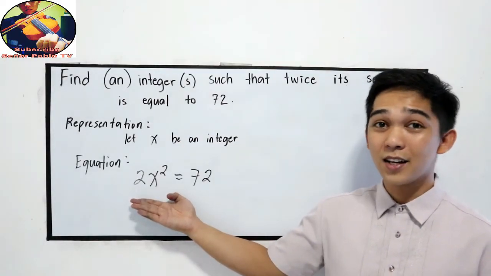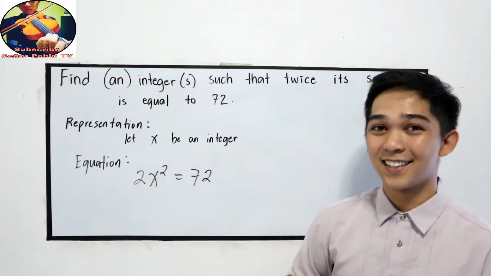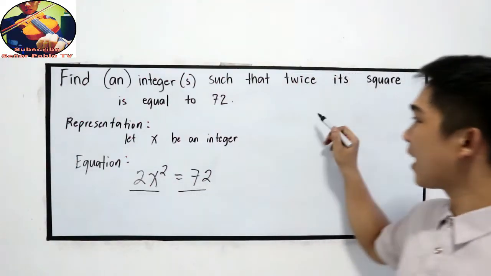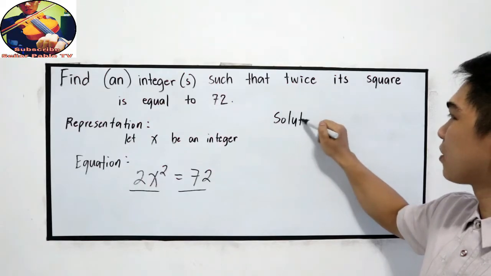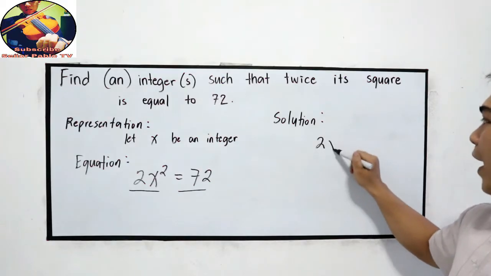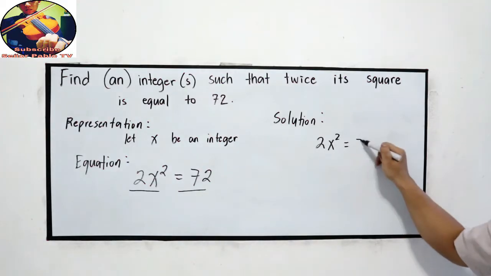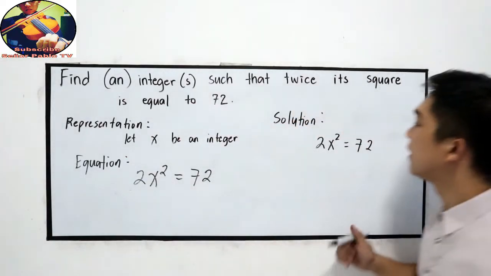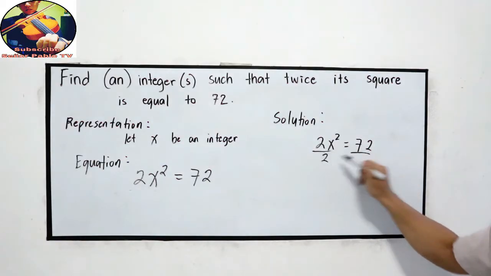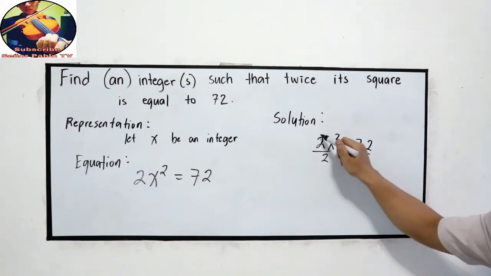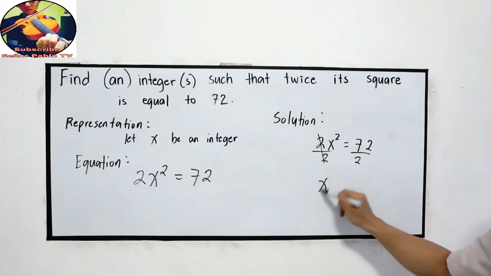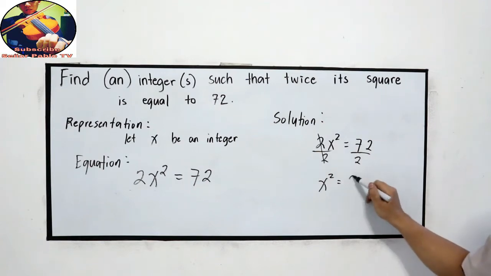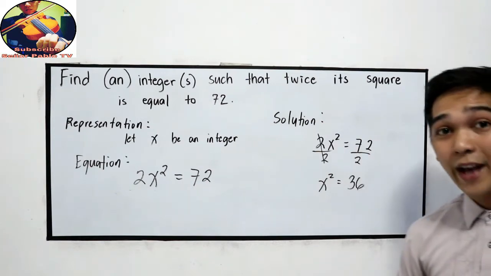So, madali lang siya isolve. Extracting the square root. Okay. So, diretso na natin. Our solution: 2x squared is equal to 72. Divide by 2. Then, this will be equal to 1. So, x squared is equal to 72 divided by 2. That is 36. Now, extract the square root.